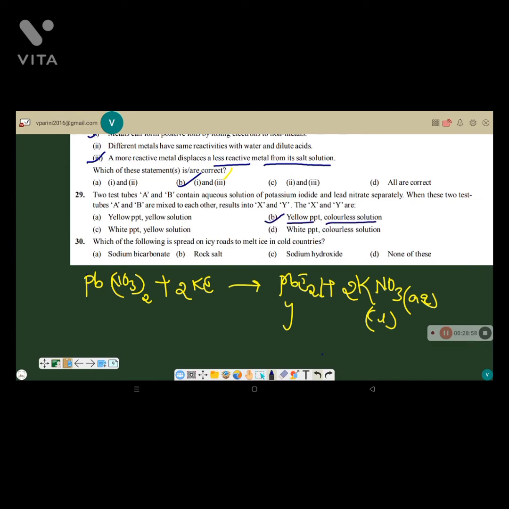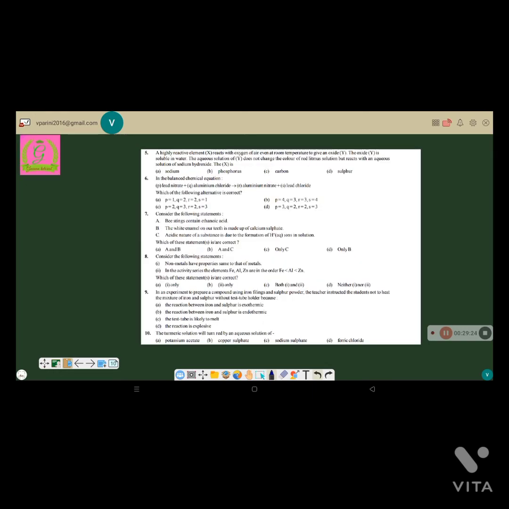Correct. Which of the following is spread on icy roads to melt ice in cold countries? This is the most important. The answer is rock salt, because NaCl is the compound which floats on the ice, and it can be spread on icy roads to melt ice, because we are using that NaCl to melt the ice. Okay, now we'll go to the next question.